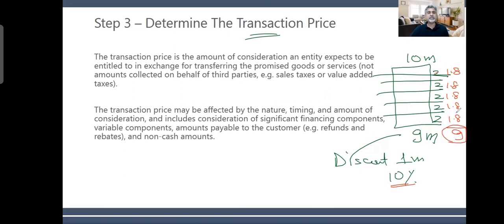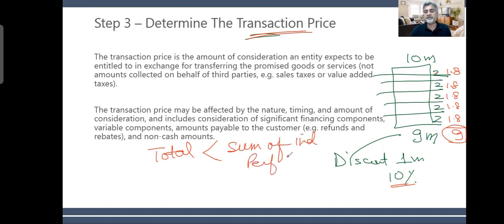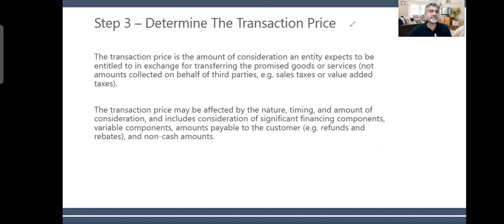So what you need to learn is that once you determine the transaction price, it is possible that the total is less than the sum of the individual performance obligations. The sum of the individual performance obligations was 10 million, but the total is 9. So you are giving a discount, and that discount should be spread between the different performance obligations on an equal percentage, in the equal proportion. So this is important to remember.